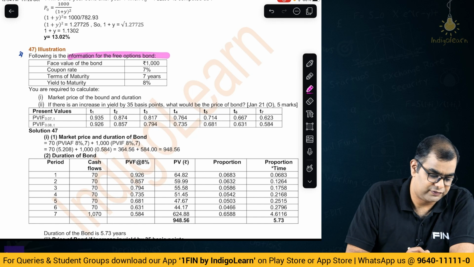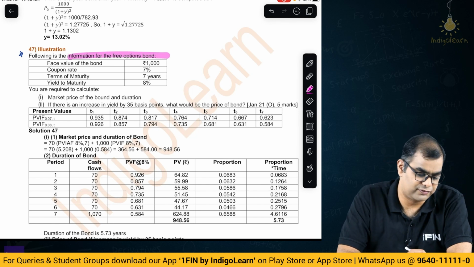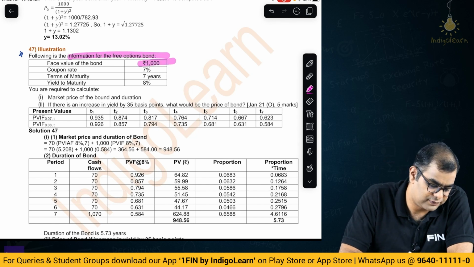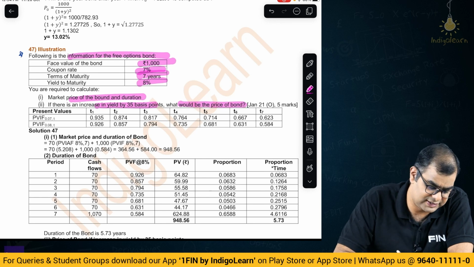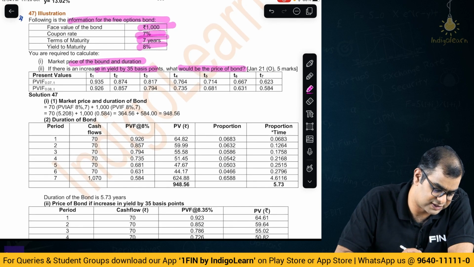Following is information for an option free bond. It's not free option, option free bond. Face value is 1000, coupon rate is 7%, term to maturity is 7 years, yield to maturity is 8%. You are required to calculate the price and duration of the bond. If there is an increase in yield by 35 bps, what would be the price of the bond? Very, very simple. You have done this. I'll do it very, very fast.